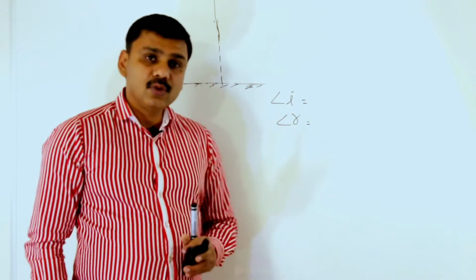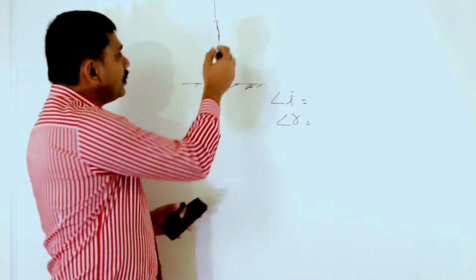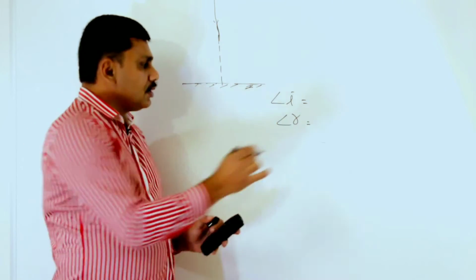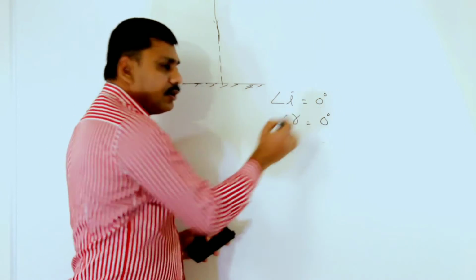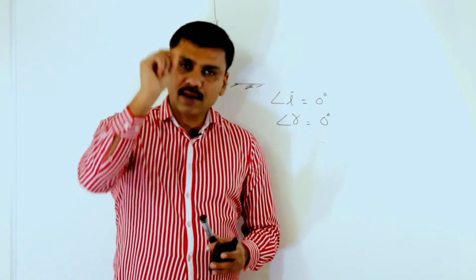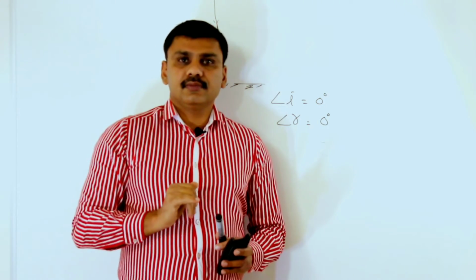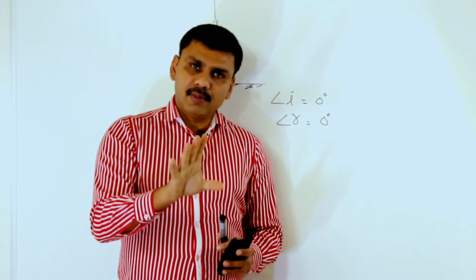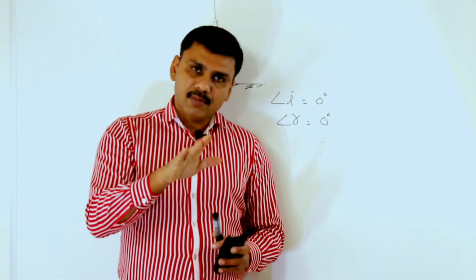A ray is passing through the normal. So the angle between the normal and the incident ray is 0. So angle of incidence will be 0 and the angle of reflection also will be 0. So if a ray passes through the normal, the angle of incidence will be 0. What is the reason? The angle between the incident ray and the normal is 0.